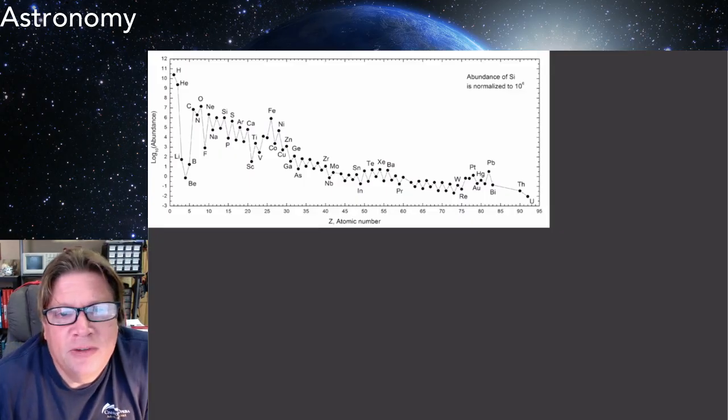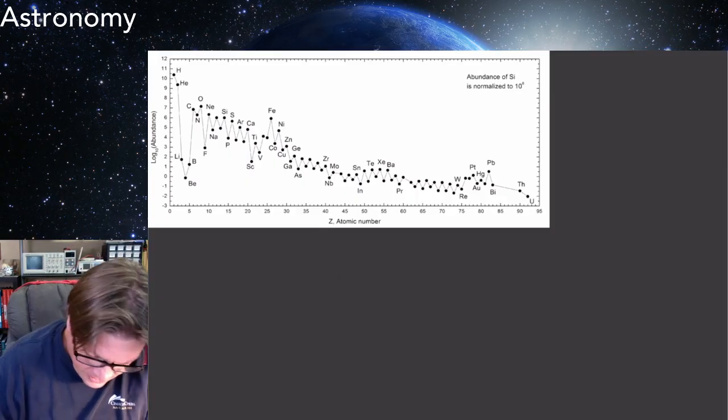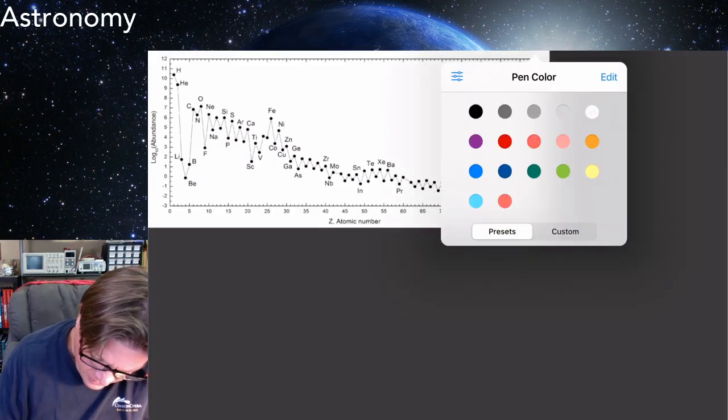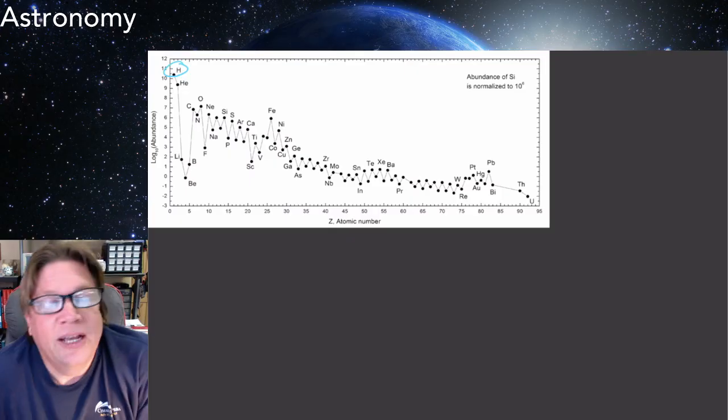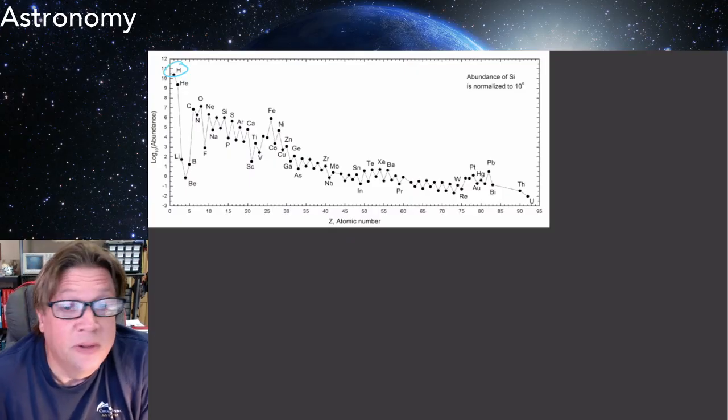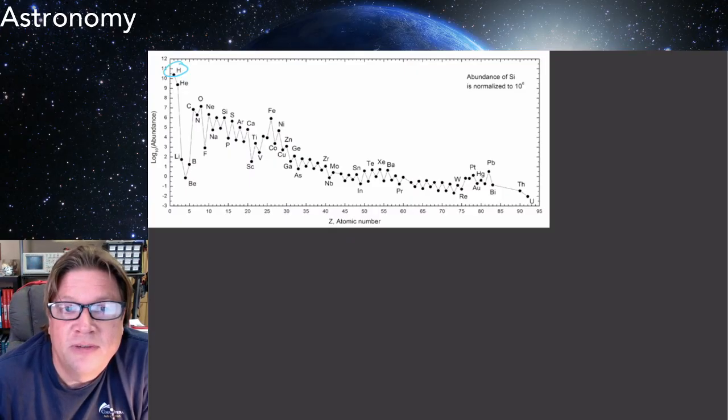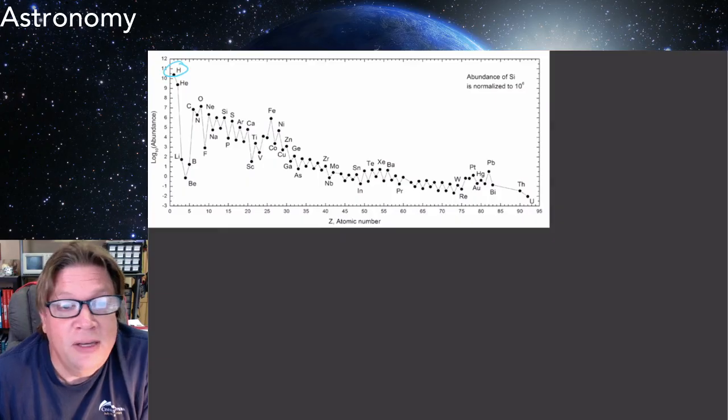This is a plot of all the elements on the periodic table and how abundant they are. The higher up on the plot, then the more abundant it is. You could probably guess. I think there's a table in the book that represents all this stuff. You could probably guess that up here, let's see, I better choose a color that shows up. There's hydrogen. And I also put this plot on the class Moodle page so you can see it for yourself. There's hydrogen. It's the highest on the plot, which means it's the most abundant.